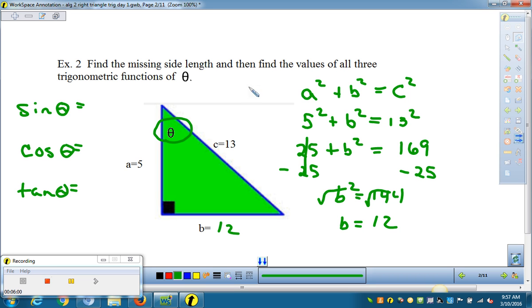So, sine of theta, stand on the angle, what's opposite? What number? 12. Over hypotenuse? 13. And I will have SOH CAH TOA written on every page of your test. Okay, cosine would be what? Adjacent, which is? 5 over 13. And tangent? Very nice.